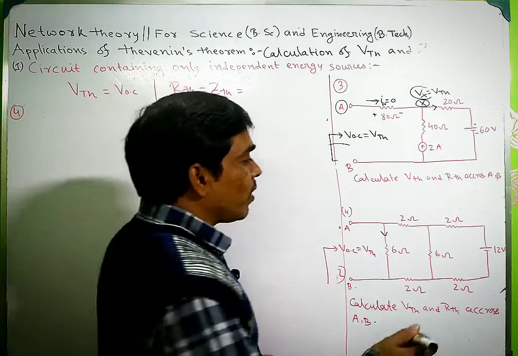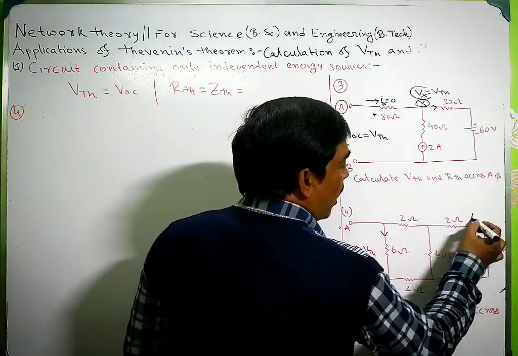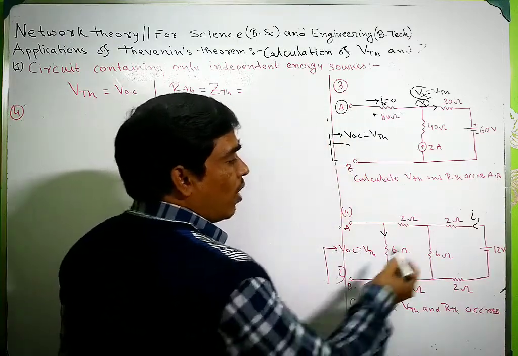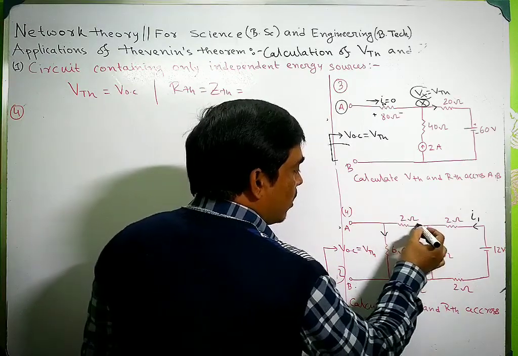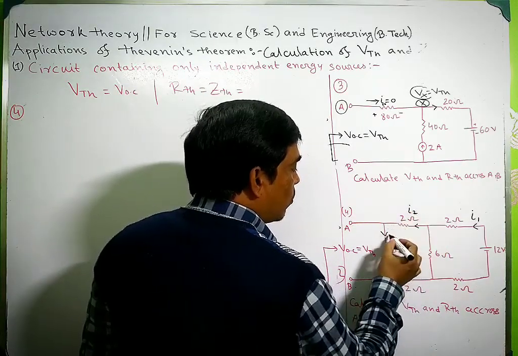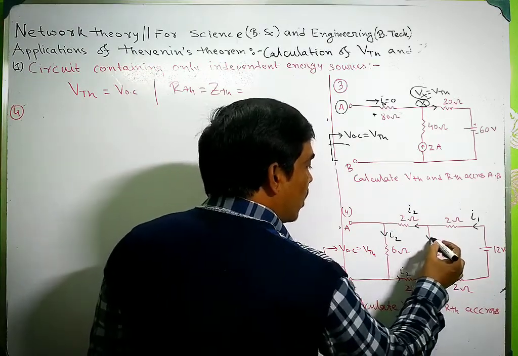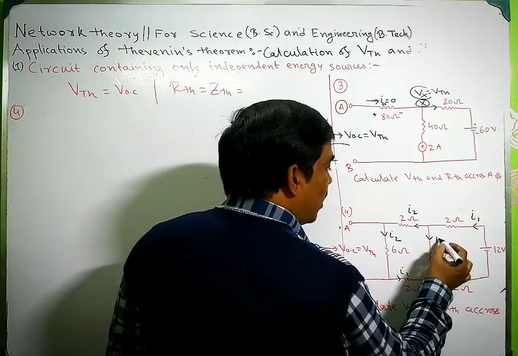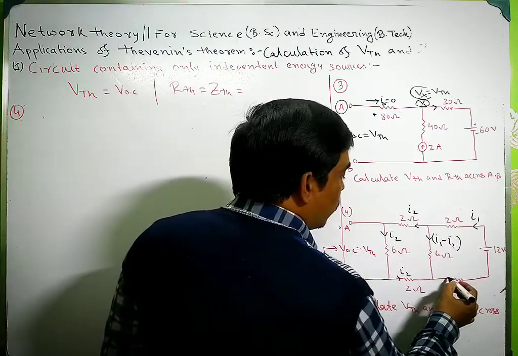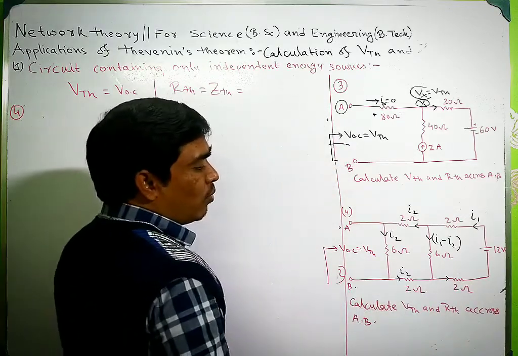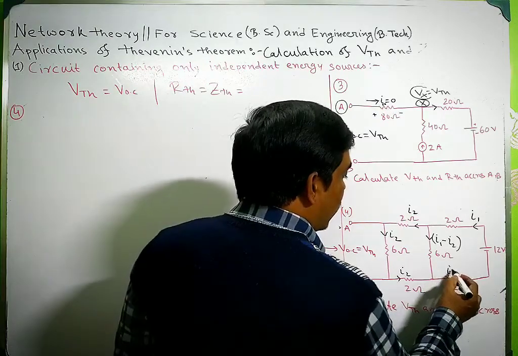Suppose the current from this voltage source is I1. This current will divide into 2 paths. Suppose along this direction it is I2, so this will be I2 and this will be I2. So the current through this branch will be I1 minus I2. So the current through this 2 ohm resistance will be I1.